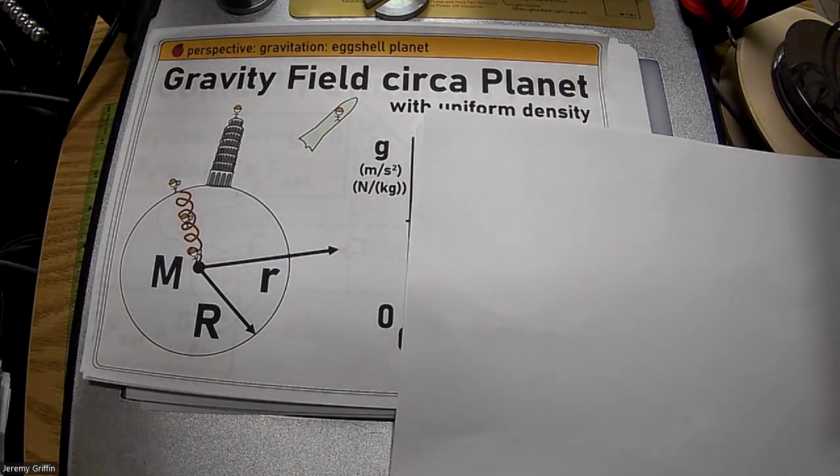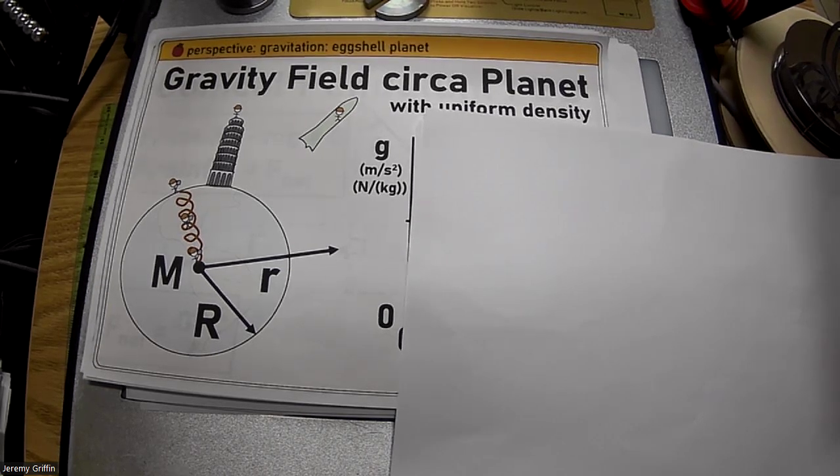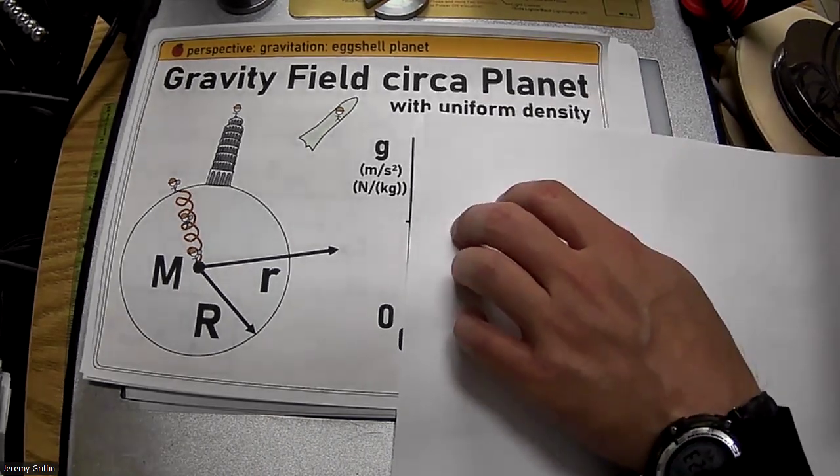So at the surface, let's say this is Earth, it's 9.8 meters per second squared. The further away from Earth I get, I know it's going to taper off as 1 over the distance squared. I know right at the center it should zero out. Do you remember what this graph looks like?